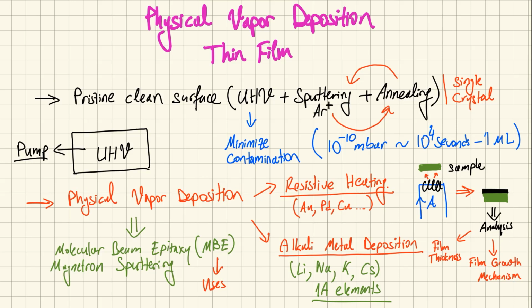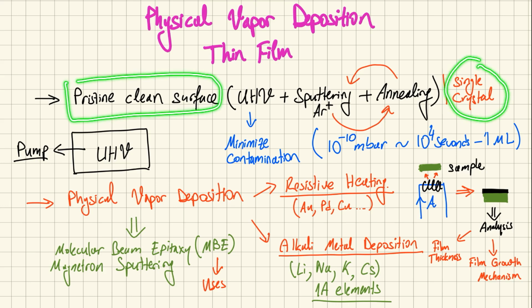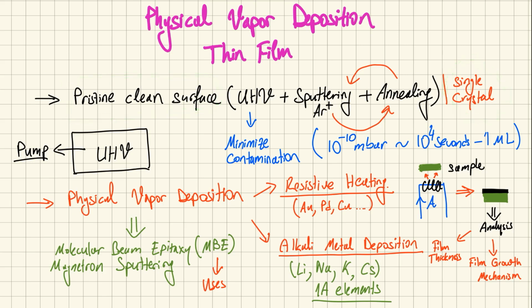Physical vapor deposition is one of the methods to make a thin film. In order to make a thin film, we need a pristine, clean surface. For instance, we have a single crystal. It doesn't matter, it might be a titanium oxide, it can be a metal, it can be gold, doesn't matter. We have a surface and we want to make a very thin film on the surface.